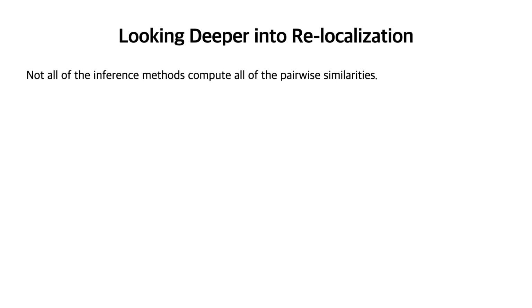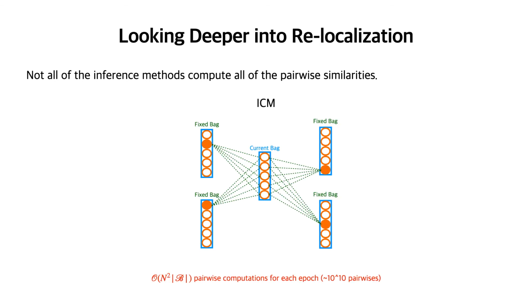Looking at different inference algorithms, we find out coordinate descent optimization methods like ICM are preferred for this application since they do not necessarily compute all the pairwise similarities. In each step of ICM, the label of a single bag is updated while other labels are fixed. Therefore, ICM computes pairwise similarities only between the proposal in the current bag and selected proposals in other bags.